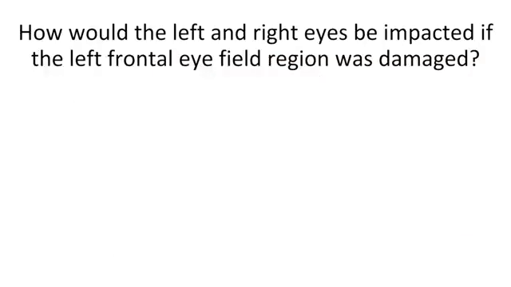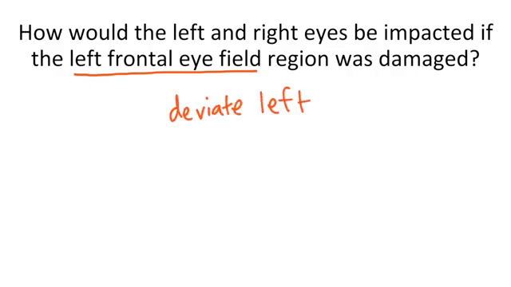How would the left and right eyes be impacted if the left frontal eye field region was damaged? So the left frontal eye field region. So both eyes would deviate to the left. Remember, damage to the frontal eye field region results in deviation of both eyes to the ipsilateral side. Because the left frontal eye field region was damaged, we know that the eyes should deviate to the left.